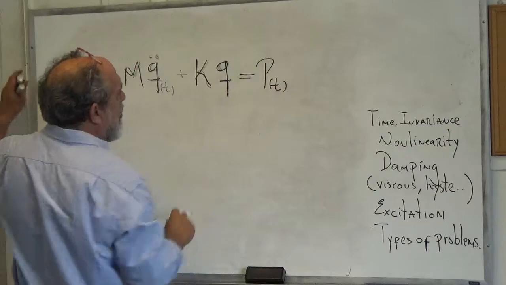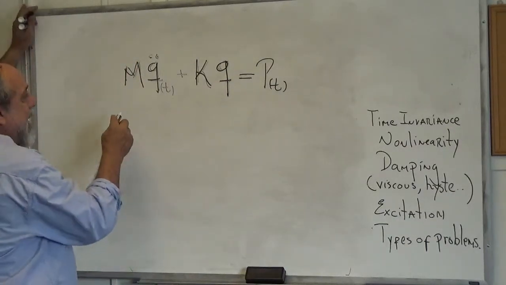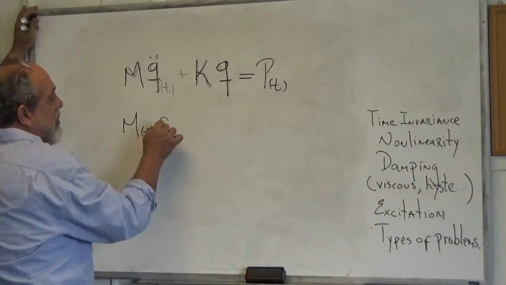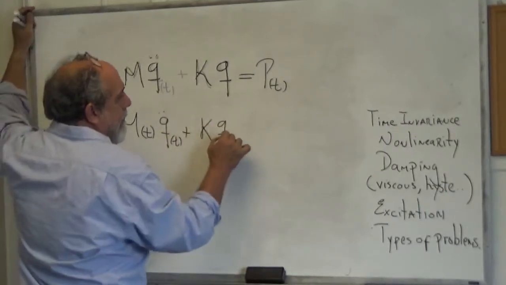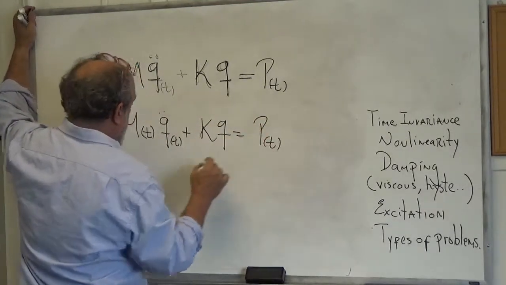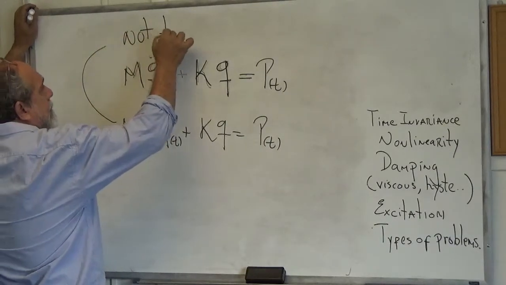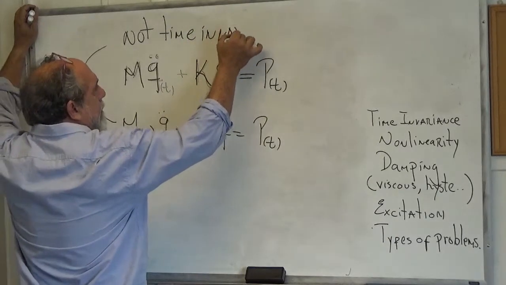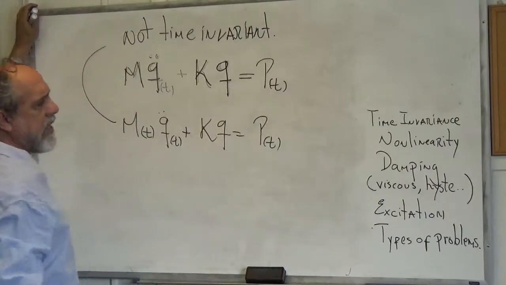Again, the notes have more formality, but at this point we would say this is our typical case. If we had a situation where the mass was itself a function of time, then this is not time invariant. This is the typical case, time invariant.